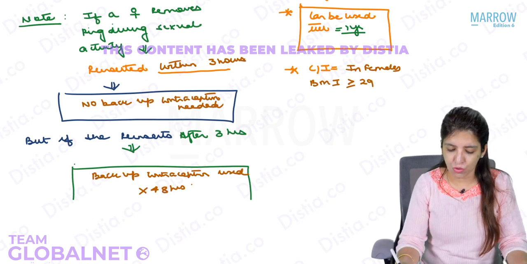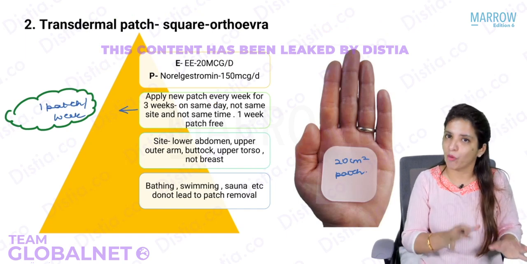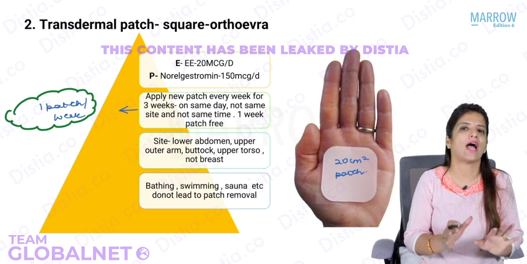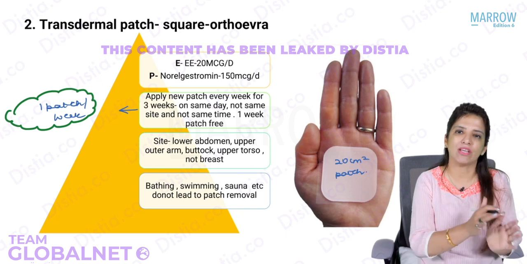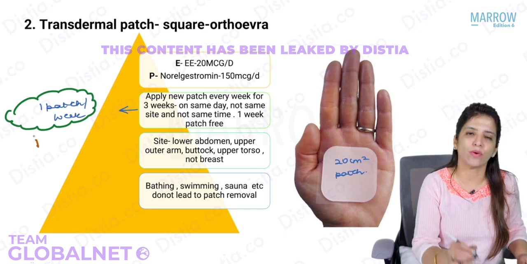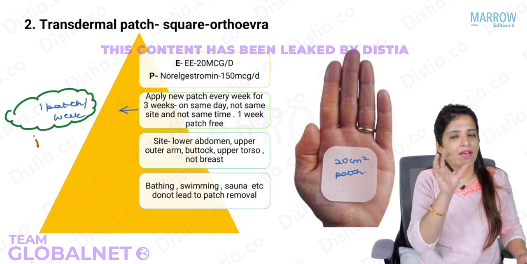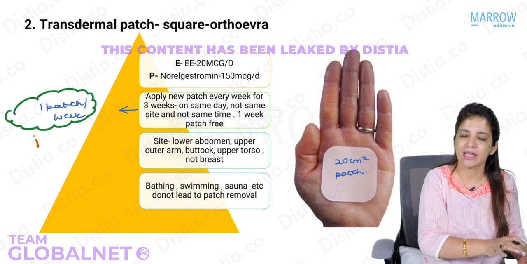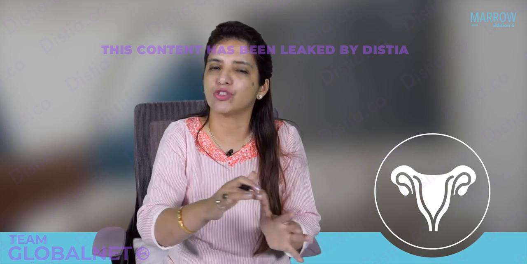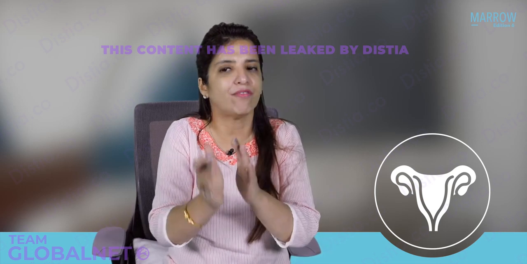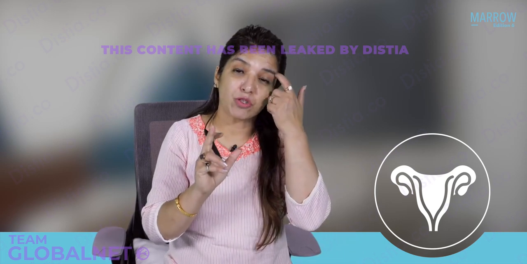Now, similarly, you need to know a little bit of detail about transdermal patches. A very important difference between transdermal patch and rings is that rings were inserted continuously for 3 weeks, right? And then 1 week off. Over here, with a patch, in one pack there will be 3 patches, 1 patch per week. So every week a patch has to be reapplied. This way, for 3 weeks you apply patches, then 1 week off. Then again for 3 weeks, in such a way that every week a new patch is applied. This is one difference between rings and patches.